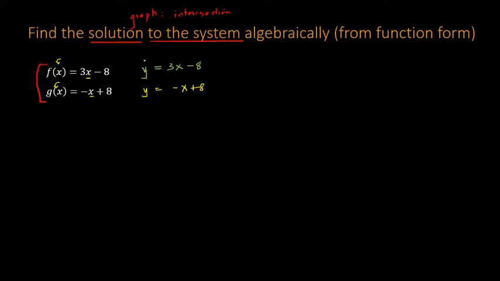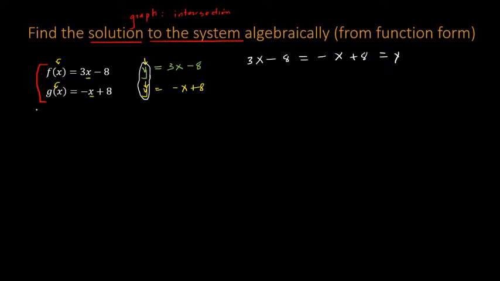So if this y and this y are actually the same y value, then what I can do is rewrite this as a single variable equation, because y is equal to 3x minus 8 and y is equal to negative x plus 8. Since these are the same y's, then I can conclude from that that 3x minus 8 must be equal to negative x plus 8 because both of these are equal to that same value of y.